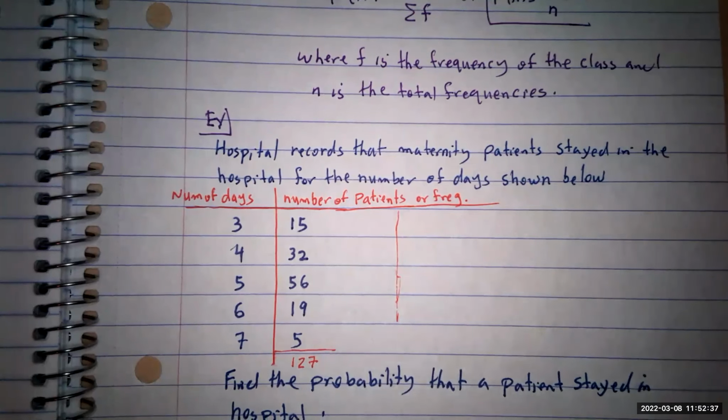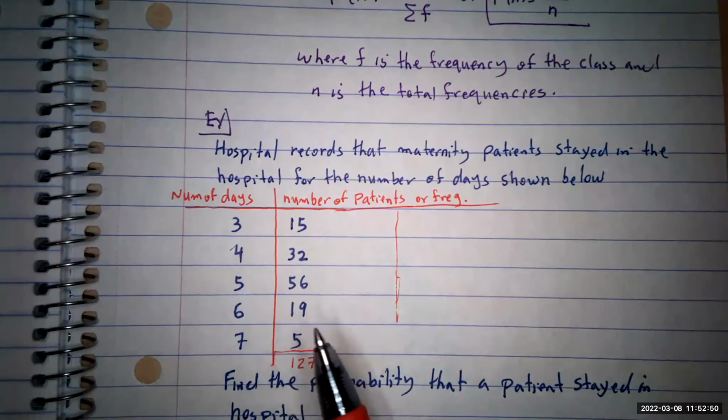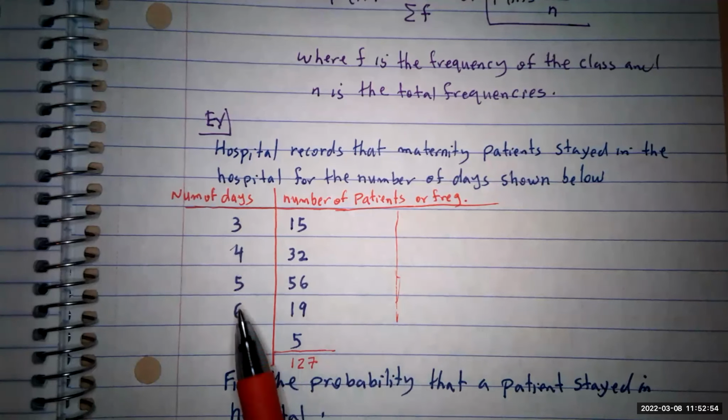Now we take the questions one by one. So what's going to be the first case? You want to find the probability that a patient stays in hospital exactly 5 days. You see, have a look here, 5 days.